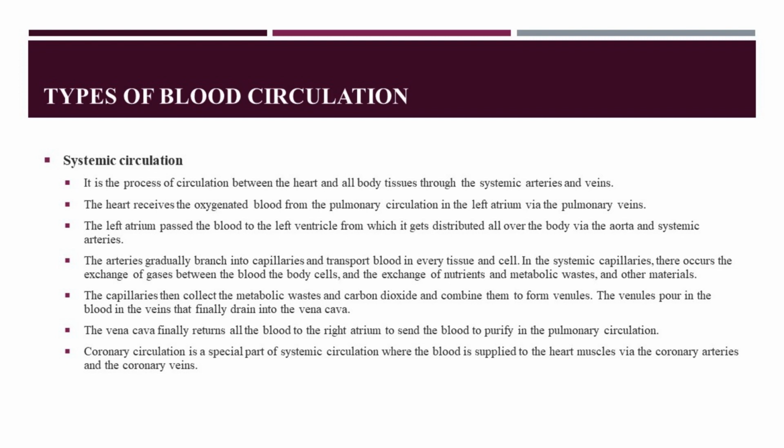The arteries gradually branch into capillaries and transport blood to every tissue and cell. In the systemic capillaries, there occurs the exchange of gases between the body cells, and the exchange of nutrients and metabolic wastes, and other materials. The capillaries then collect the metabolic wastes and carbon dioxide, and combine them to form venules. The venules pour the blood into the veins that finally drain into the vena cava. The vena cava finally returns all the blood to the right atrium to send the blood to be purified in the pulmonary circulation.